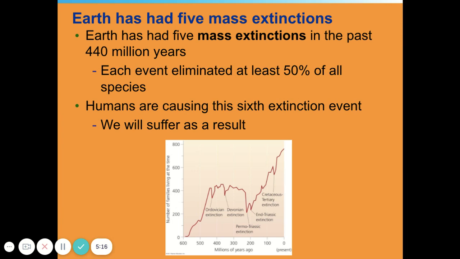Once again, we have seen 5 natural mass extinctions in our Earth's history, but the one that we're experiencing now, the 6th extinction, is because of human impacts. We know that the background rate of extinction is much lower than what we're actually witnessing now.